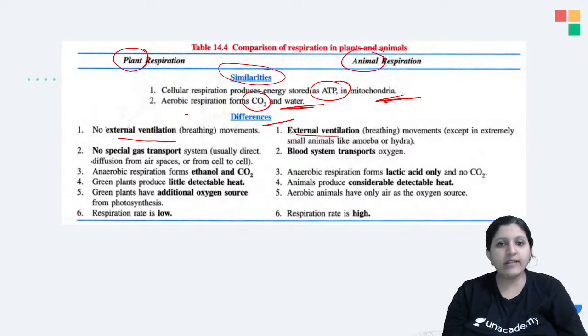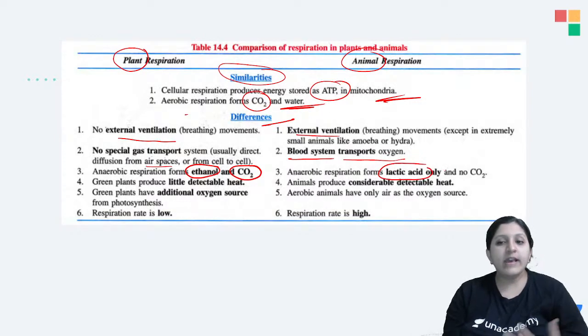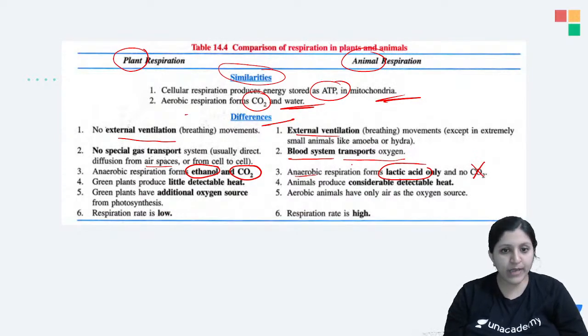Okay, so other than that, no special gas transport, so it is usually direct diffusion from the air spaces or from cell to cell. Here the blood system is going to transport the oxygen, also the carbon dioxide. So anaerobic respiration, here formation of ethanol and carbon dioxide we can see, but in this case only lactic acid is formed, that is in case of muscular tissue, and there is no carbon dioxide.